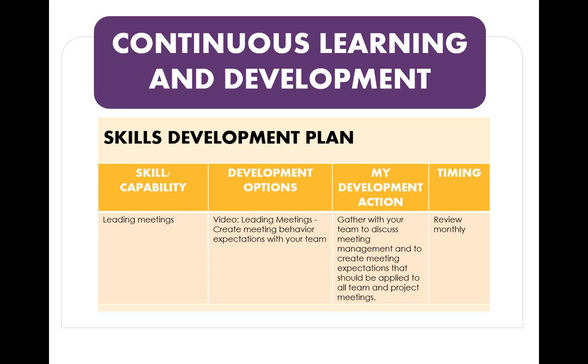What's the key action, or what are they going to have to do on the job that's going to help them grow and develop? In this case, it was gather with the team, discuss meeting management, create expectations, and then apply them to future meetings, both with the team and for the project. And they're going to review it on a monthly basis. You could do this with a lot of different skills and capabilities, but the idea is make them achievable, select just a few skills, and then they're going to continuously grow and learn throughout the year instead of just after the review or right before they know they're going to be reviewed.